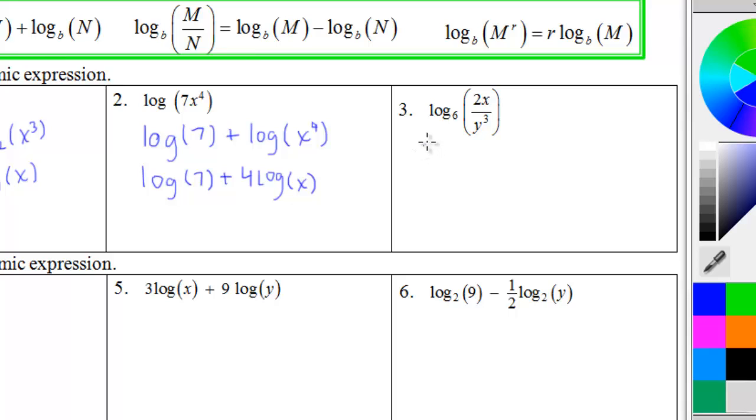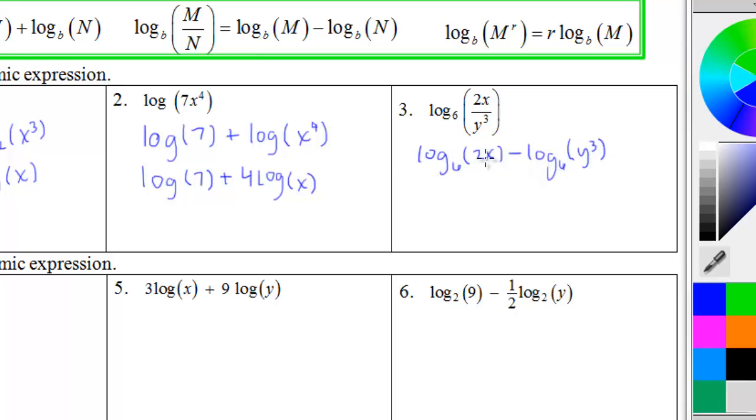Alright, and then number 3 is a little more complicated. It's got a division problem in it, which means we're first going to use this rule that has the log of a quotient. And so let's rewrite it first as the log base 6 of 2x minus the log base 6 of y cubed.